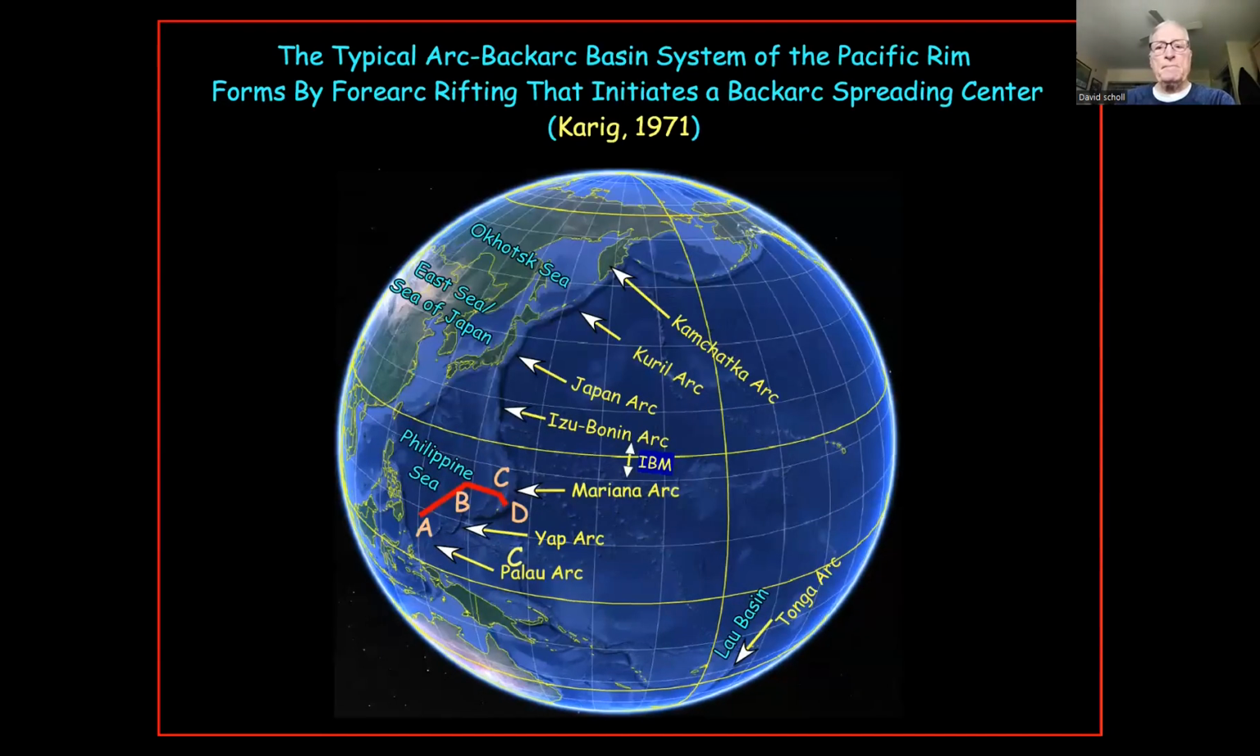And so I'm going to try to see if I can get to the next one here. Did that work? Yeah. The typical back arc basin system of the Pacific Rim really forms, and this is Dan's work, by far arc rifting of an arc system that initiates a back arc spreading center, a ridge and spreading center, and so on.